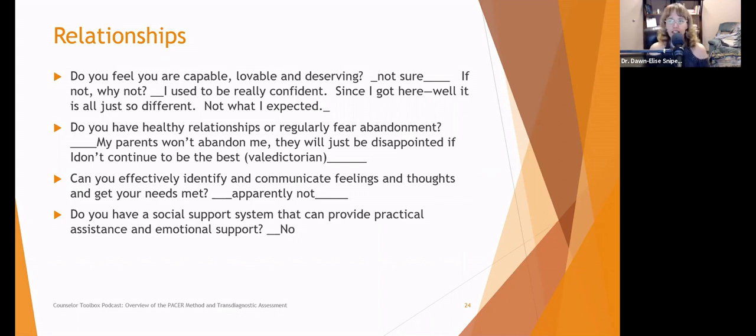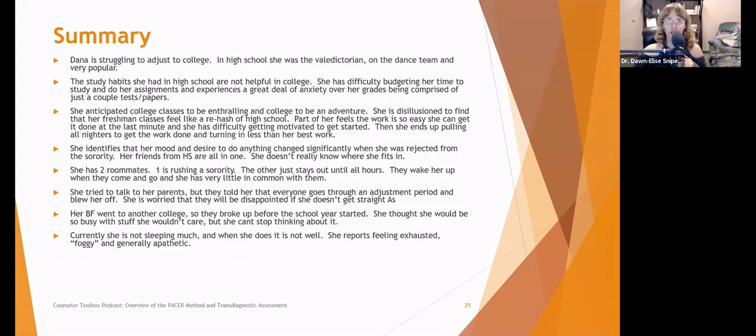Do you have a social support system that can provide practical assistance and emotional support? That was just a flat no. She's like, my friends are too busy with their new lives and they're enjoying their sororities. And my parents just don't get it. And my boyfriend is going to another college and I got nobody. So there's a lot of isolation.